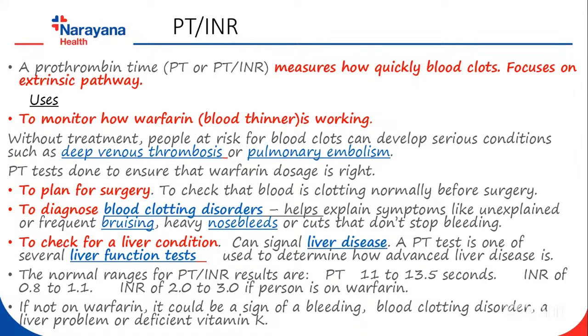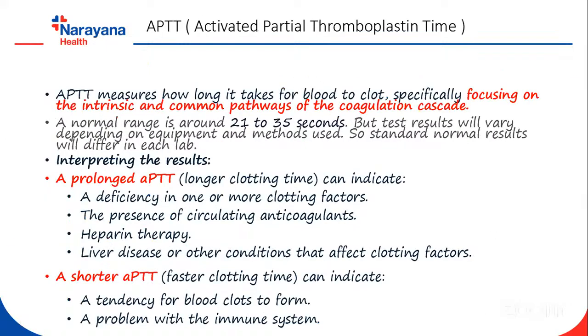It's very important to collect samples for PT and APTT from non-heparinized lines, as heparin affects the results. A prolonged APTT is due to these factors as stated here: deficiency in the clotting factors, presence of circulating anticoagulants, heparin therapy, liver disease, or other conditions that affect clotting factors. A short APTT can indicate a tendency for blood clots to form and a problem with the immune system, maybe certain antibodies against these factors.